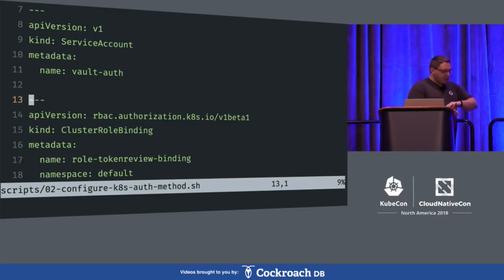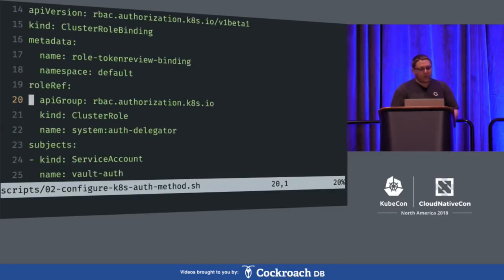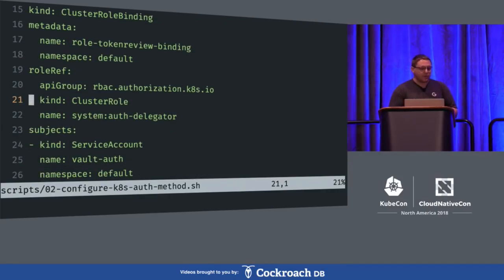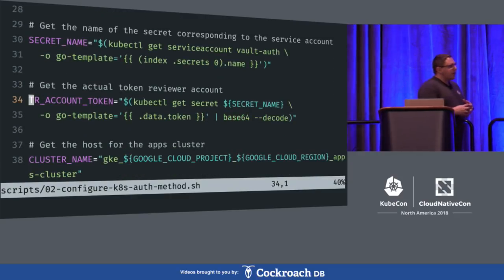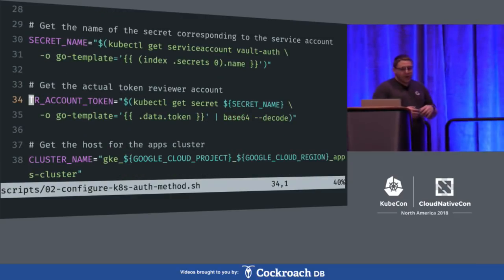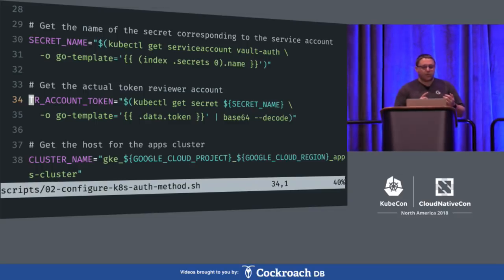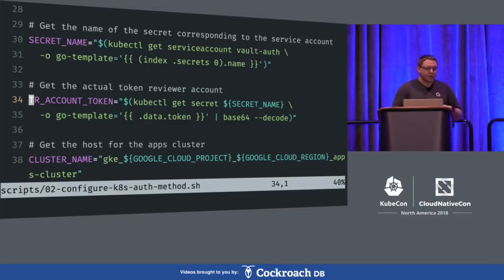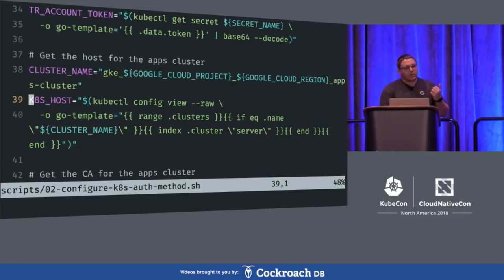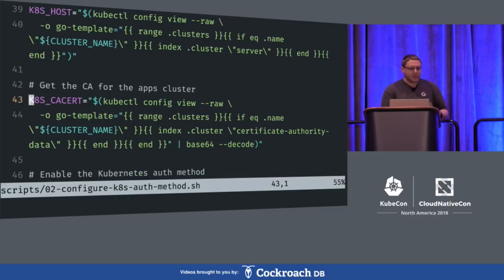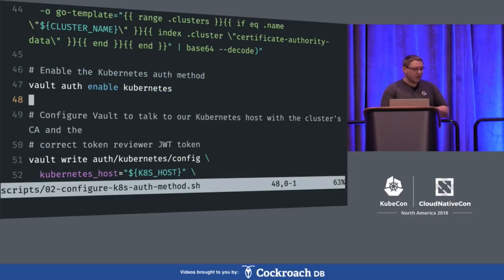So the first thing I'm going to do is I'm creating a service account. And then I'm creating an RBAC binding for that service account to be able to talk to the token reviewer API. Here's where things get a little bit hacky, mostly because of a bug in JSON path. But I'm getting the token, the JWT token for that secret that we just created for that service account. And I'm getting the cluster name from my Kubernetes config and the actual host, as well as the CA cert, because those are all things that we give to Vault.